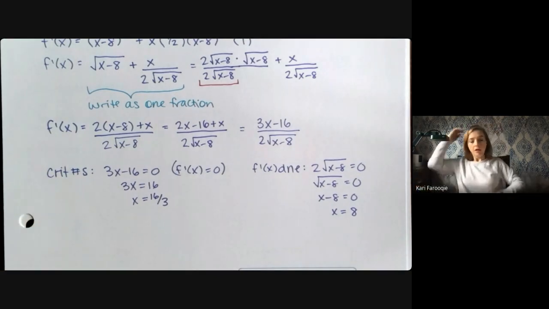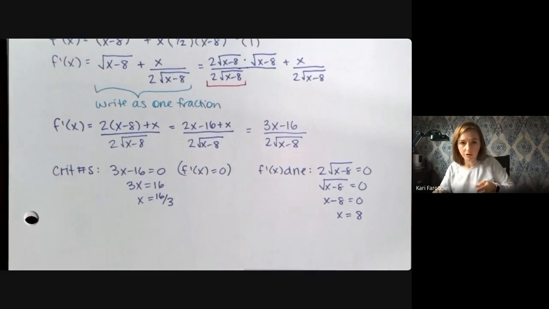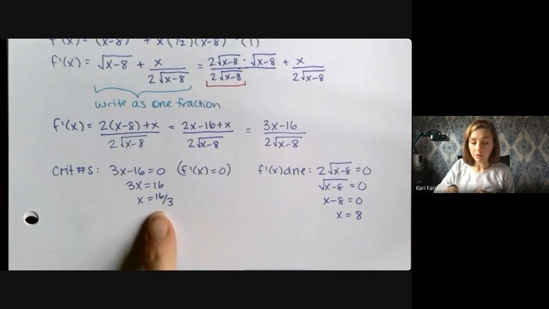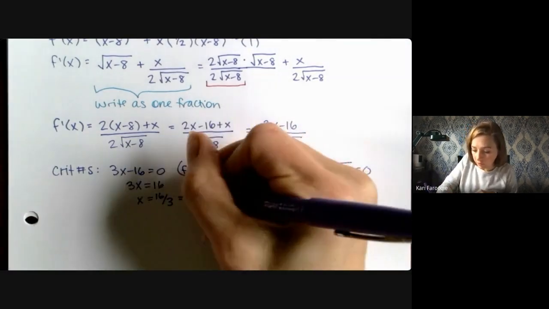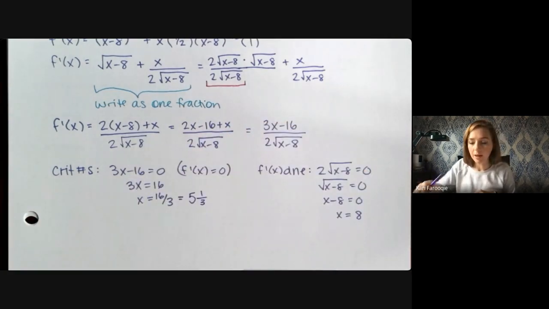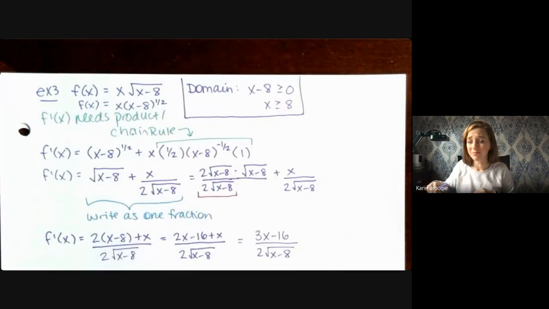Now, we have two values here. One of them is going to be a critical number for us. The other is not. Actually, I'm even a little bit doubtful about one of them. The first one is 16/3. And if you were to rewrite this as a mixed number, you would get 5 1/3, or you put it into your calculator and it's like 5.3. Yeah, it's not in the domain.